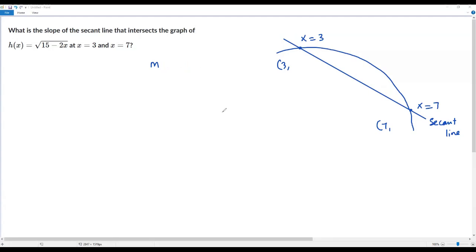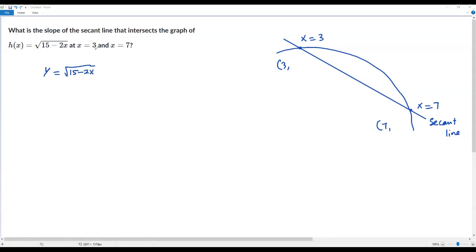For that, let's consider the given function. In the given function, we have h of x on the left side. Whenever a function is defined by h of x or g of x or something like that, what we have on the left side can be replaced by y. Actually, this h of x represents y. So we can rewrite this function as y equals square root of 15 minus 2x.